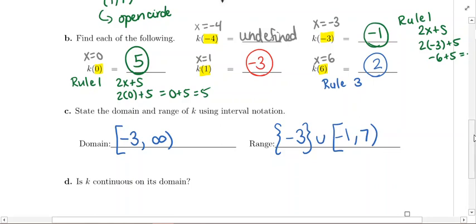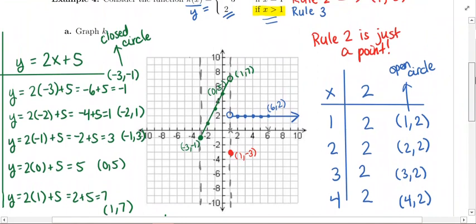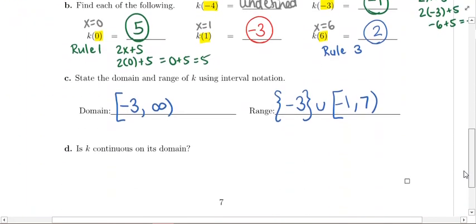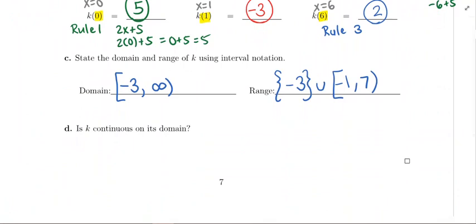All right, last question. Is K continuous on its domain? Can you draw this graph without picking up your pencil? And the answer is obviously no. The graph starts at -3, -1. If you start traveling from left to right, once you get to 1, 7, you have to pick up your pencil to go down to the red dot. And then once you make the red dot, you have to pick up your pencil to jump to the blue part, and then you're good. So basically, obviously, it is not connected. So we're going to say it is not continuous on its domain.